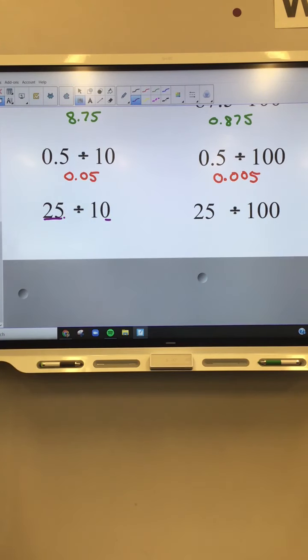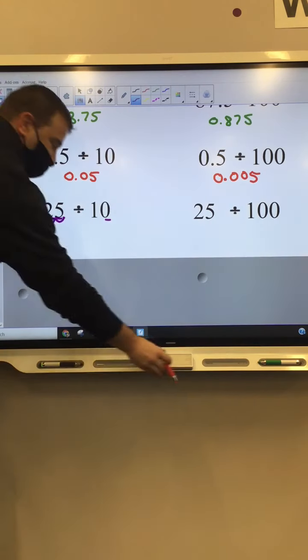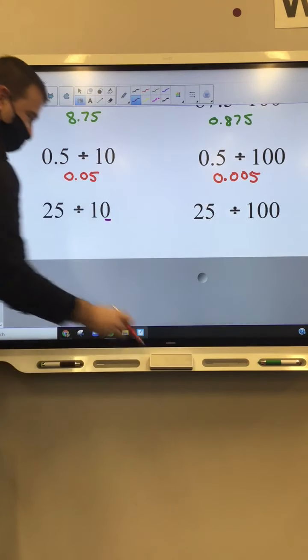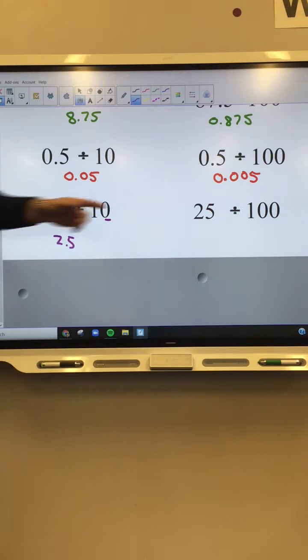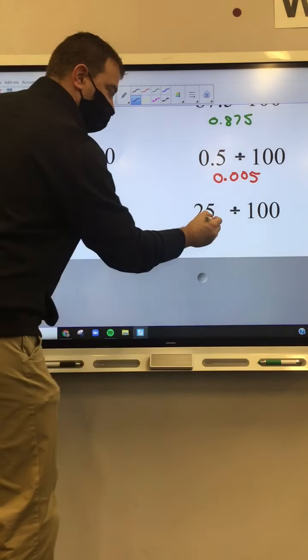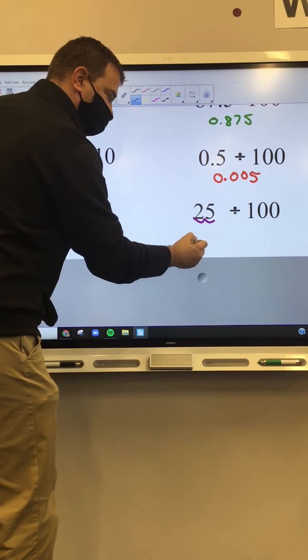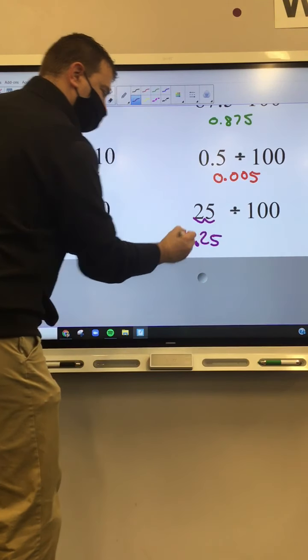Oh, it says 0.25. Nope, that would be 2 jumps. 2.5. Yeah, I'm only moving it 1 place over, so I'm moving it to right there. 2.5. Okay. How about this one? 25 divided by 100. 0.25. Good. That's my decimal. I'm going to move it 2 places, so it's 0.25. Put the 0 up front.